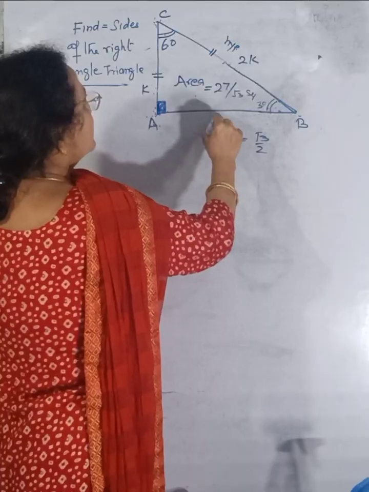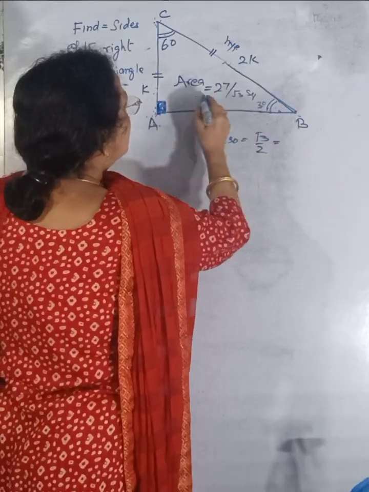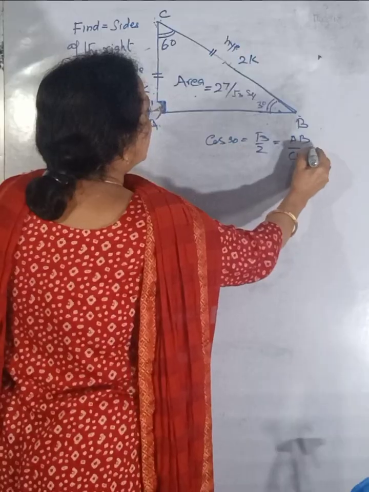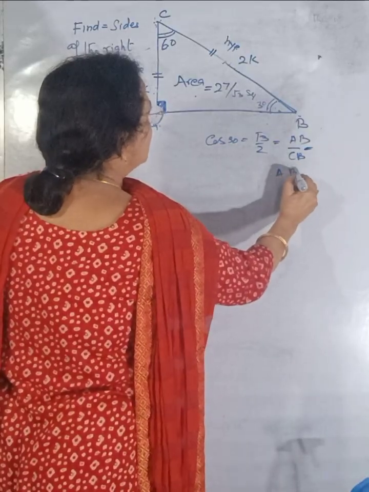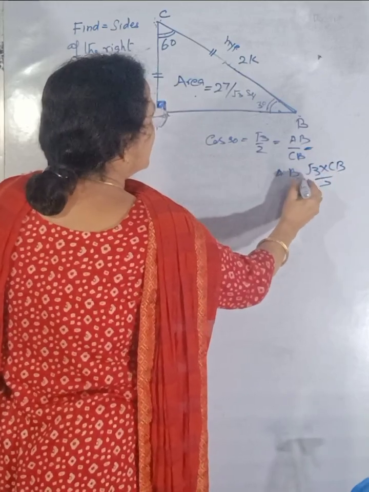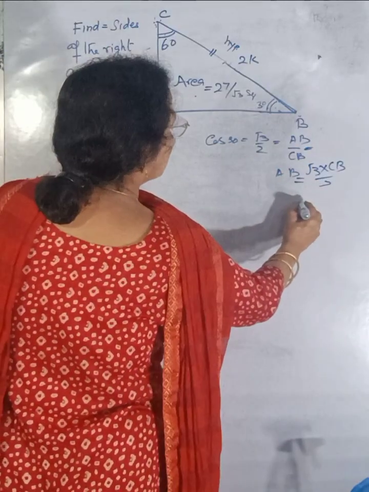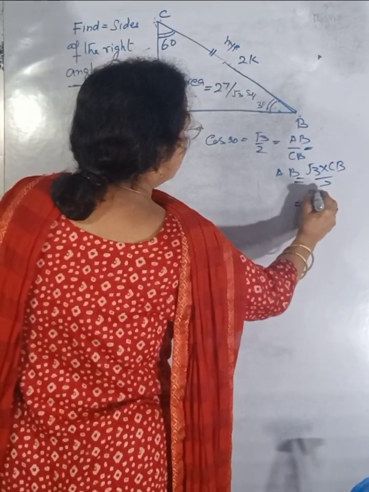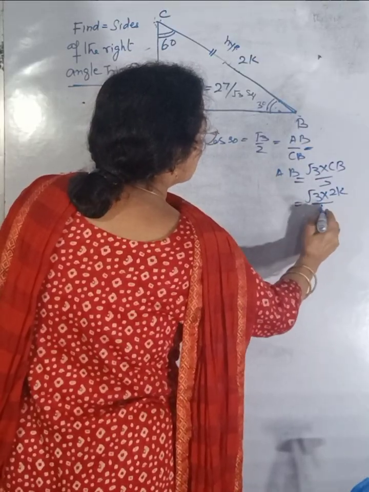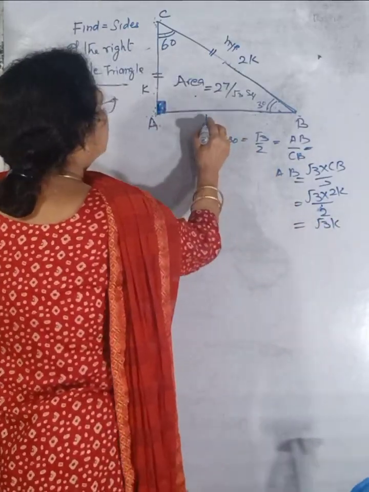This is AB upon CB. It means root 3 by 2 will be equal to AB upon CB, and AB is not known, so AB will be equal to root 3 into CB by 2. And CB is equal to 2k, so that is root 3 into 2k upon 2, which is root 3 times k.